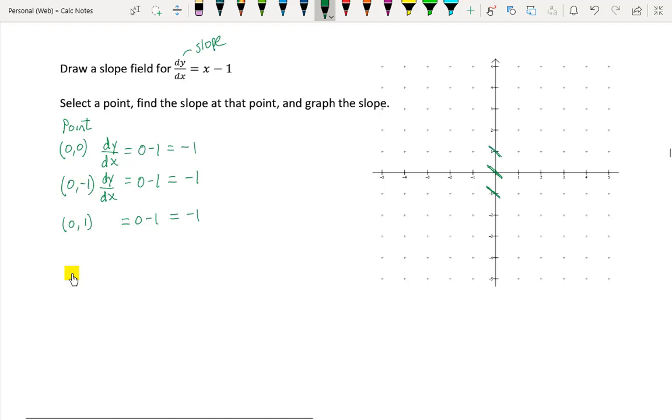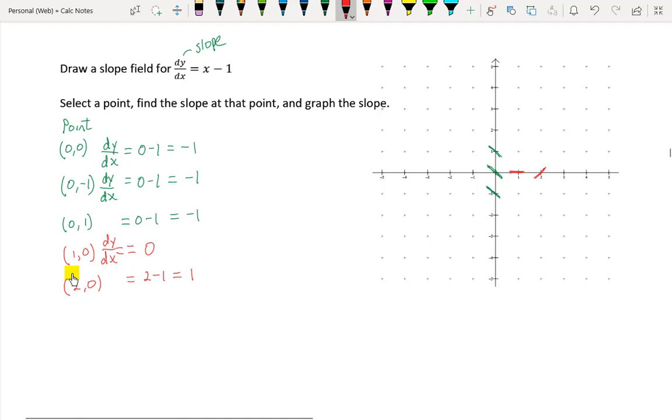All right, so now I'm going to choose a different point, get off of 0 here. So let's try 1, 0. If I plug in that one, we get dy/dx, and plugging in 1 for x, we get 1 minus 1, that's 0. Hey, look at that, 0 slope. That's just a flat line, so we would literally draw just a little flat line. Okay, so now I'll do 2, 0. Plugging in 2 for x, I get 2 minus 1, which is 1. So I have a positive 1 slope over here.